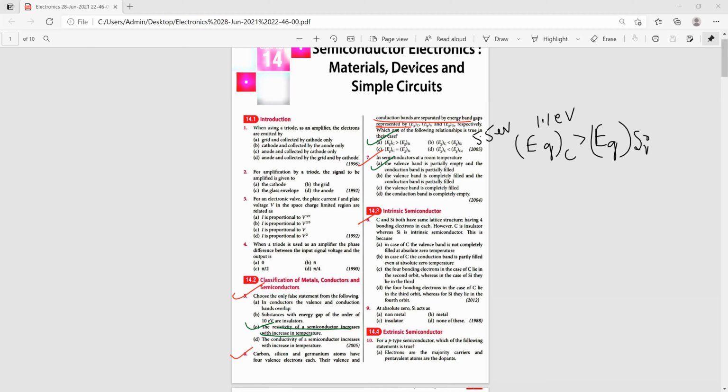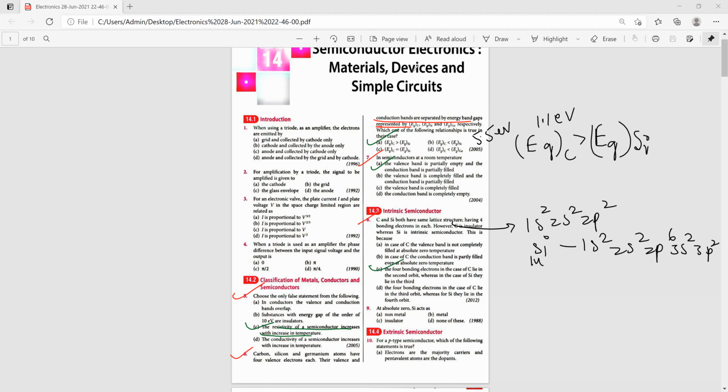Here for the eighth one, the electronic configuration of carbon, we are writing as 1s2, 2s2, 2p2. The electronic configuration of silicon is 1s2, 2s2, 2p6, 3s2, 3p2. So the 4 bonding electrons of carbon and silicon lie in the second and third orbit. Therefore, for the eighth one, the third one is the right answer.